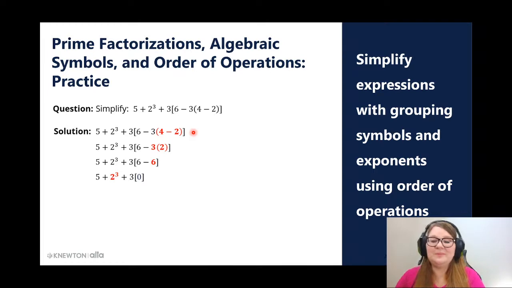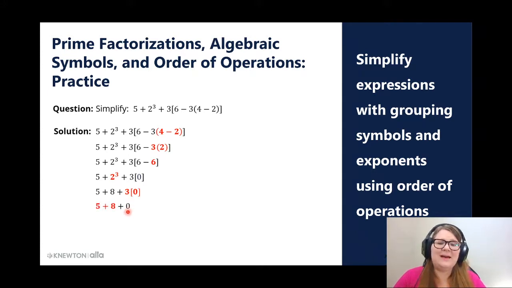So we've simplified our parentheses. Now we need to look at what's left. Well, I have exponents next, because PEMDAS, P-E. So exponents, 2 cubed, is the same thing as 2 times 2 times 2. So you're multiplying 2 out 3 times. That's going to give you 8. So you have 5 plus 8 plus 3 times 0. Now we've done exponents. We're on to multiplication and division. There's only one of those in this expression, so we're going to multiply 3 times 0, which is 0.